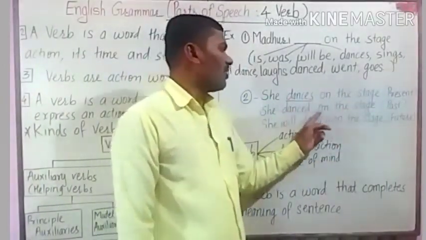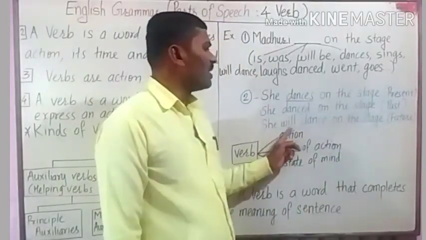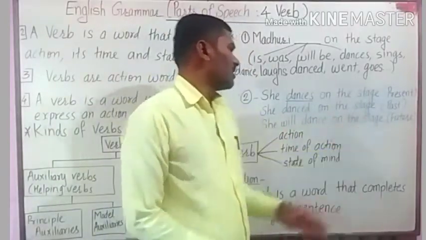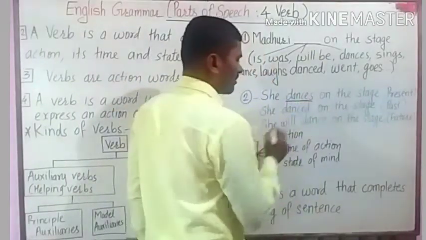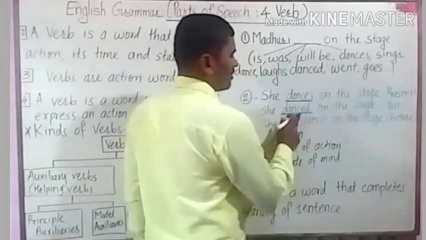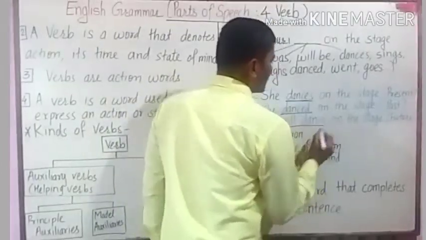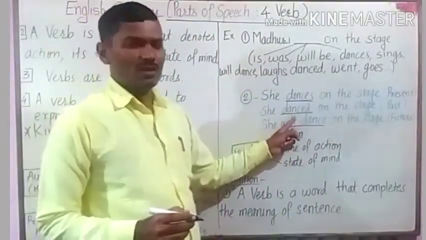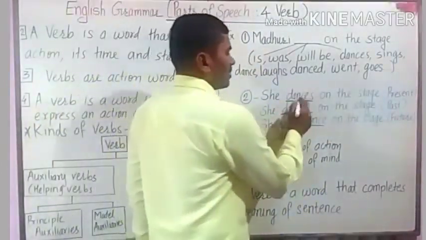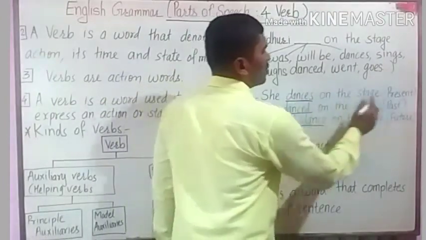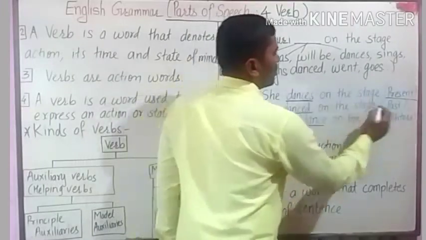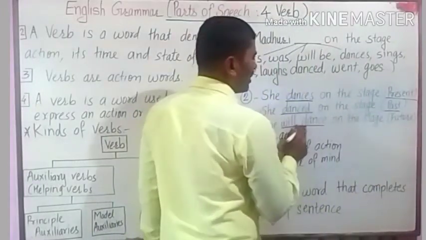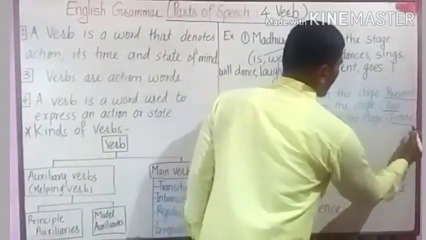She danced on the stage. She will dance on the stage. Here, dances is a verb, danced is a verb, will dance is also a verb. Here, the form of the verb dances shows present tense. The form of the verb danced shows past tense. Will dance shows future tense.